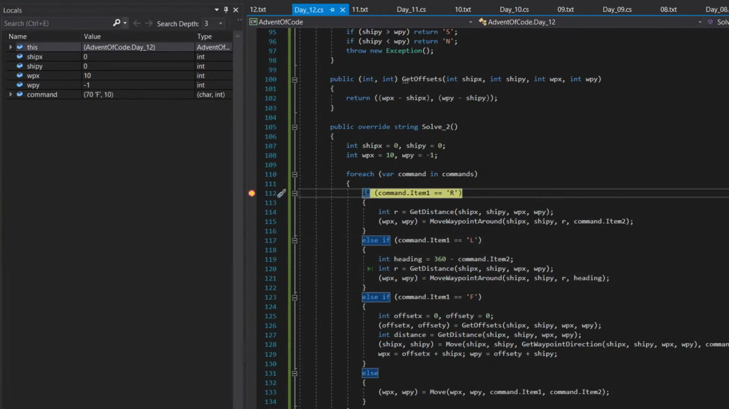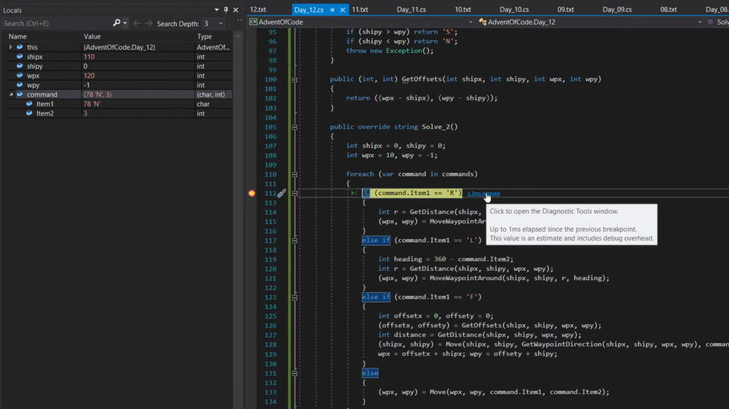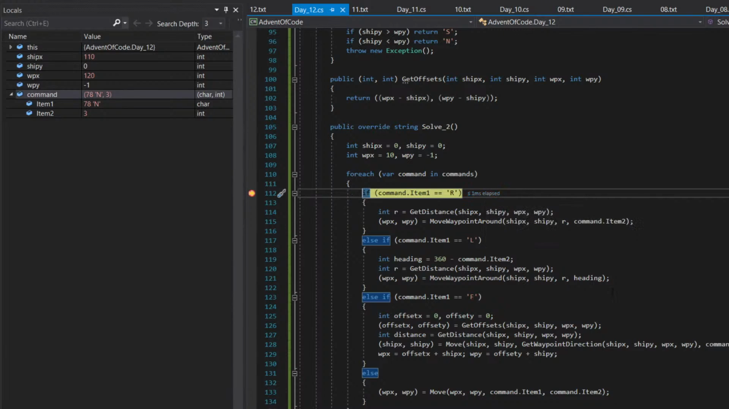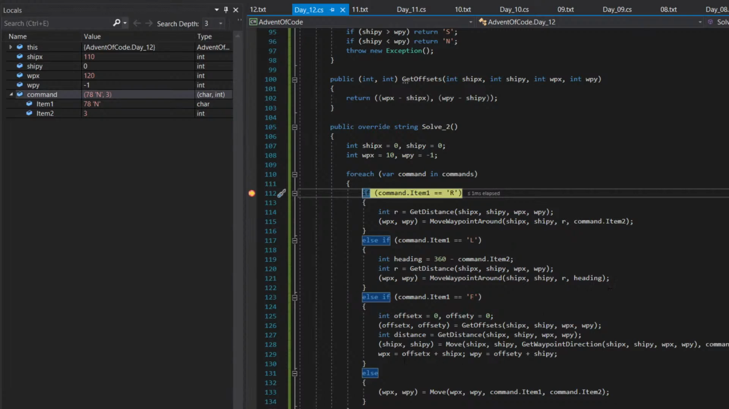Alright, first they move forward 10 times. So the ship should be at, it says 110 by 0, which is not right. The ship should be at 100 by 10, right? Ship Y, ship X, ship Y.